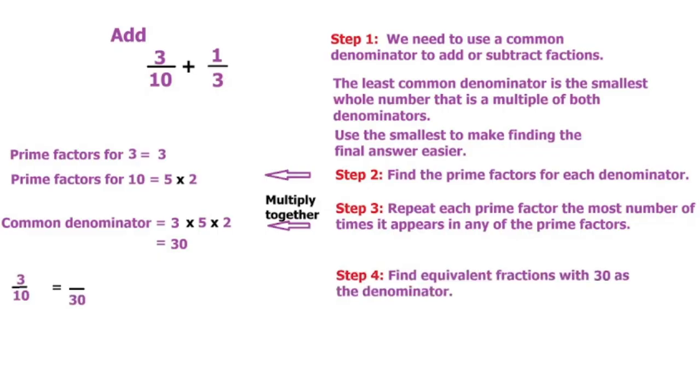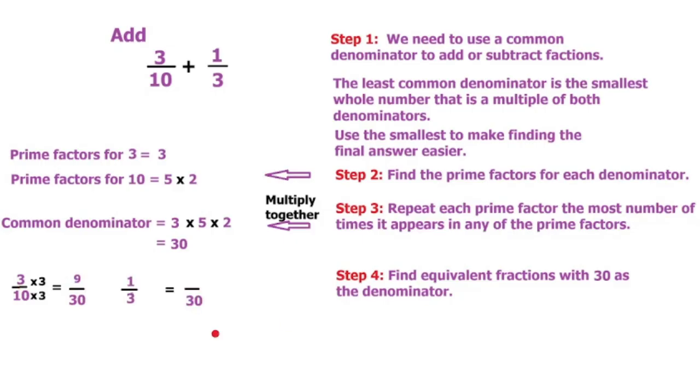So now we can get 3 over 10 to have a denominator of 30. So we need to find the equivalent fractions with 30 as the denominator. So how do you do that? How do you change 10 into 30? Well, you could multiply it by 3, right? But what you do to the denominator, you have to do to the numerator. So you multiply top and bottom by 3. So that equals 9 over 30. 3/10 is the same as 9/30. Okay, so that's an equivalent fraction to 3 over 10.